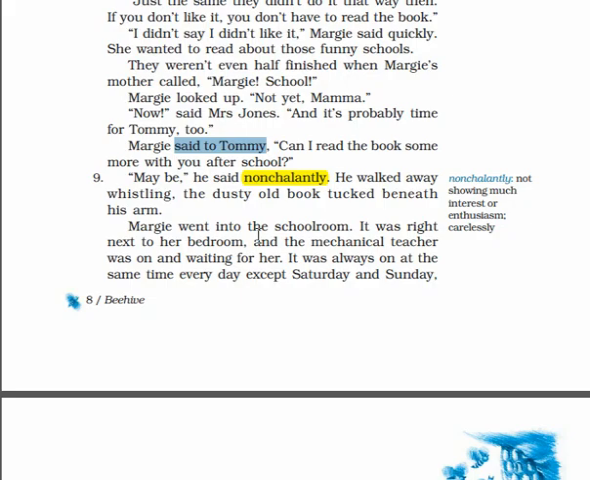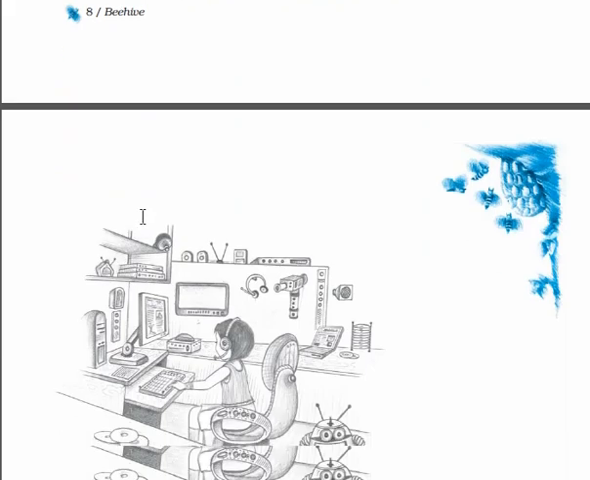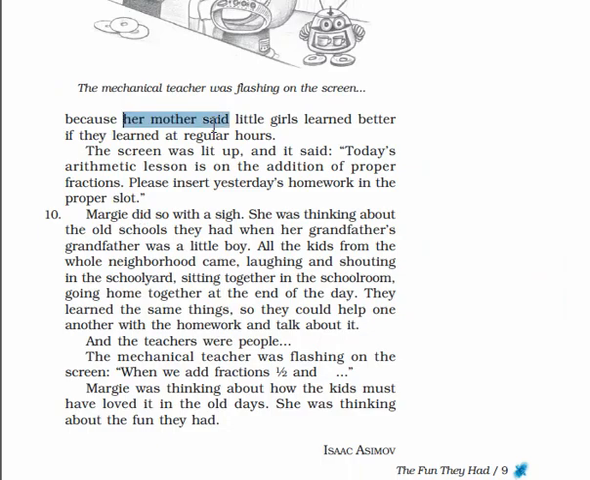Margie went into the schoolroom. It was right next to her bedroom, and the mechanical teacher was on and waiting for her. It was always on at the same time every day except Saturday and Sunday, because her mother said little girls learned better if they learned at regular hours. The screen was lit up and it said, today's arithmetic lesson is on the addition of proper fractions. Please insert yesterday's homework in the proper slot.